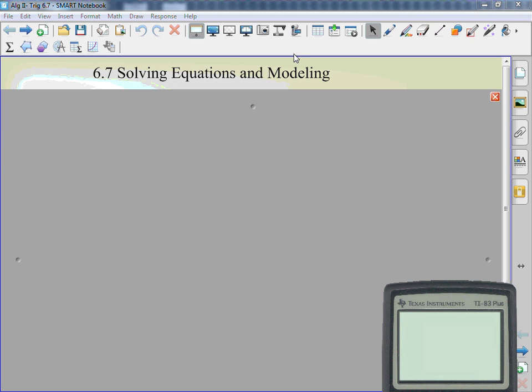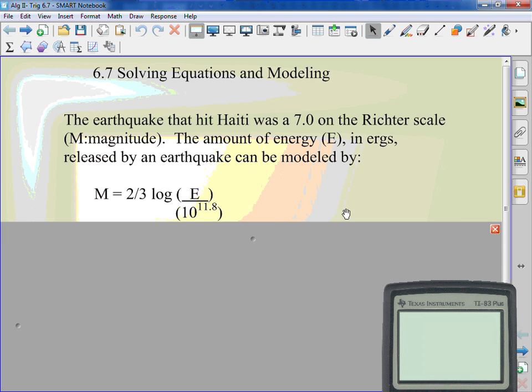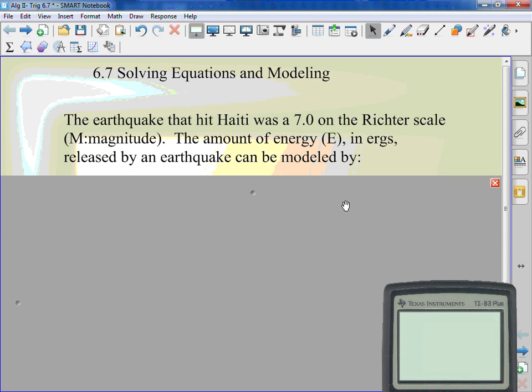Today we're starting 6.7, solving equations and modeling. I should change the wording to what happened this weekend: the earthquake that hit Japan.